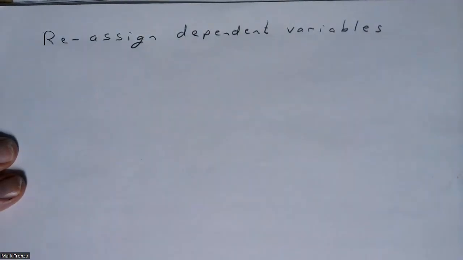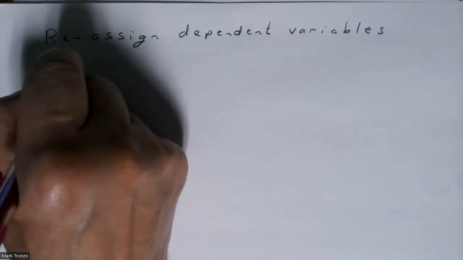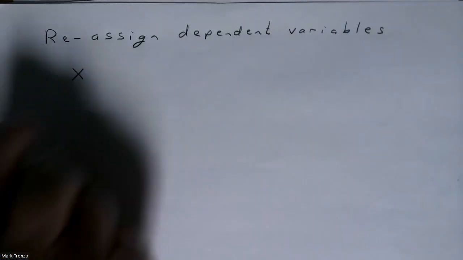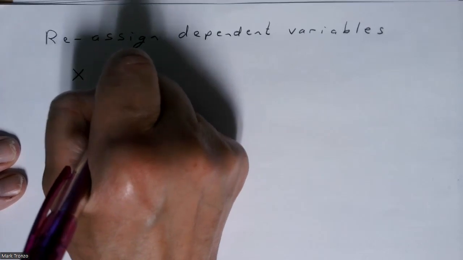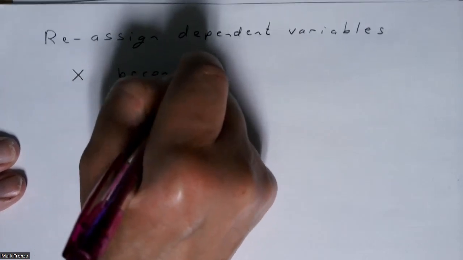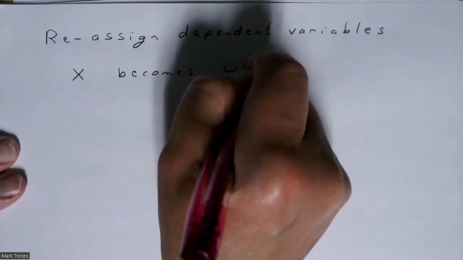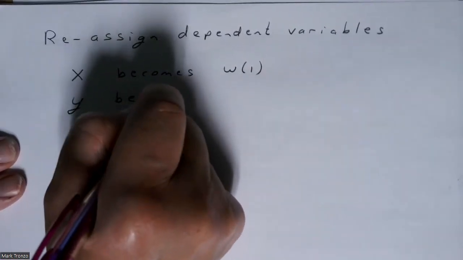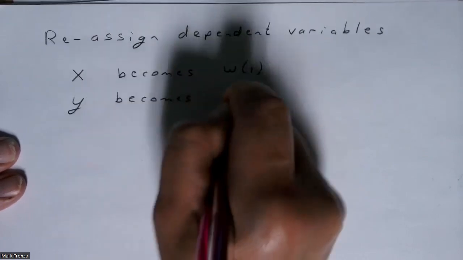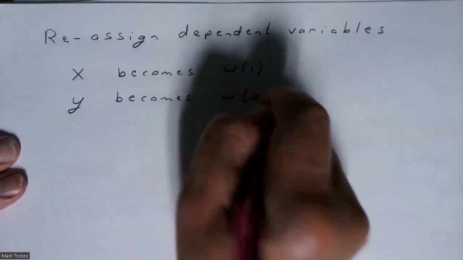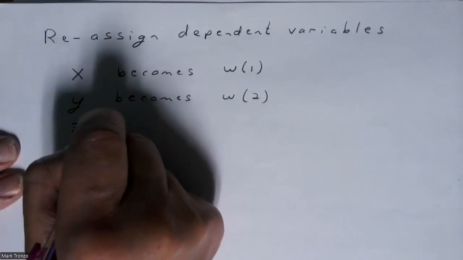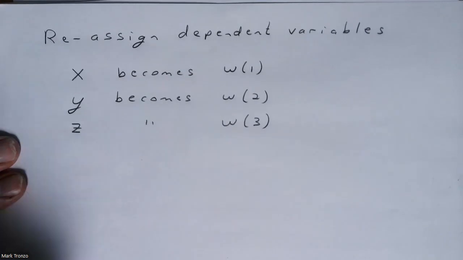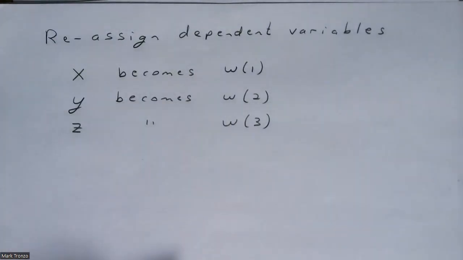And so what we'll do, like I said, the new variable we use will be w. So x becomes w1, y becomes w2, z becomes w3. Again, I just use w, but use whatever.